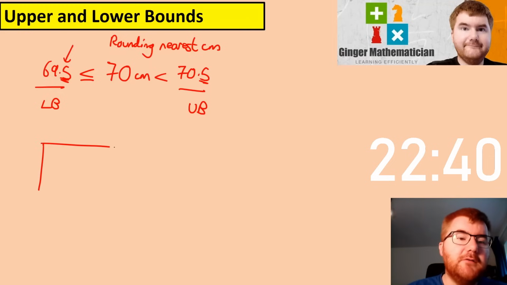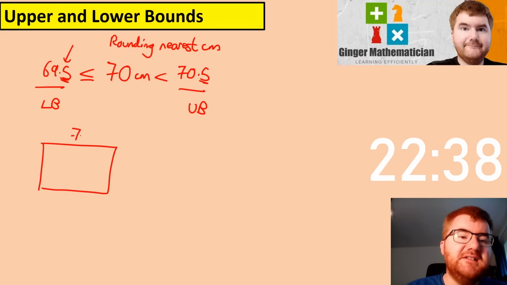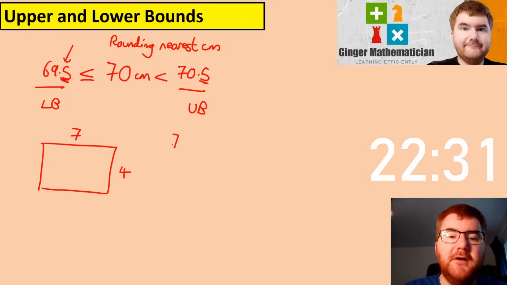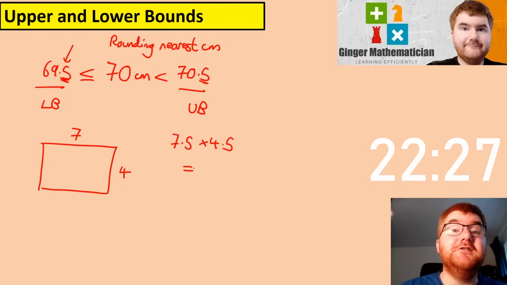They could ask you some question like this, for example, where this is 7, this is 4, again, rounded to the nearest centimeter, and they ask for the upper bound, in which case you take the upper bound of both. So you do 7.5 times 4.5, and use your calculator to do the rest.